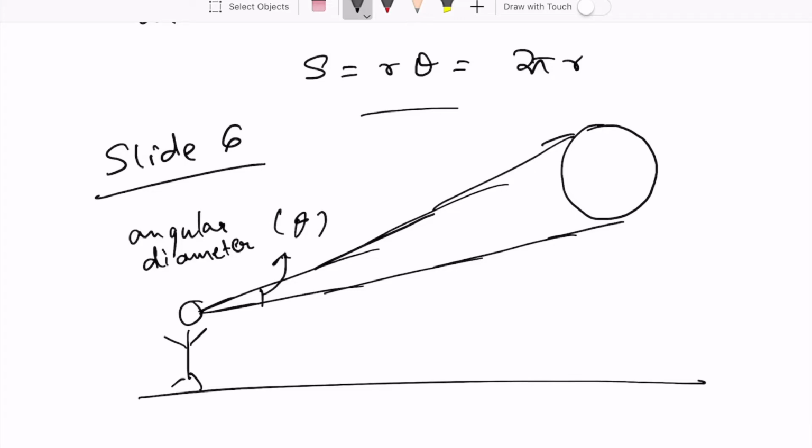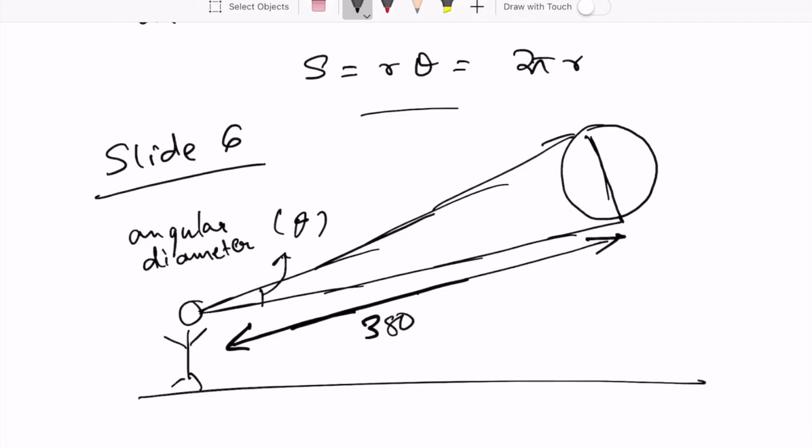Okay. So you're given the angular diameter, and you're also given the distance to the moon. So the distance to the moon is 380,000 kilometers. And using these two pieces of information, you have to find out the physical diameter of the moon, right?